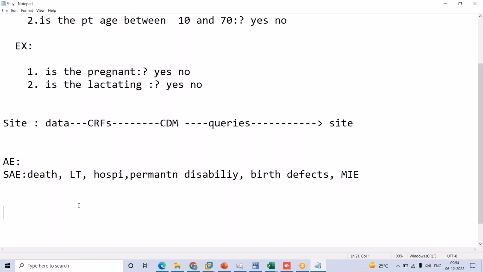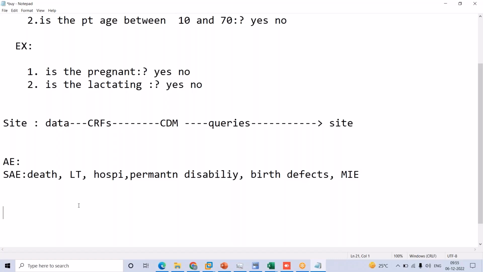Or the serious adverse events being sent to the IRB. They'll check whether the adverse events are being properly logged and reported. Also, whether the serious adverse events are being sent to the IRB.